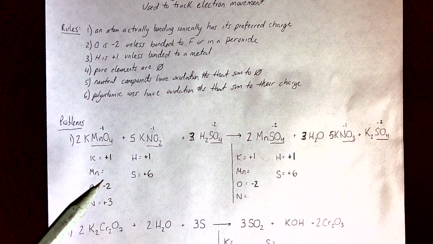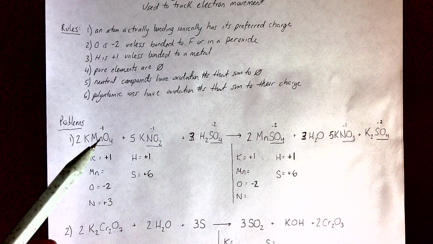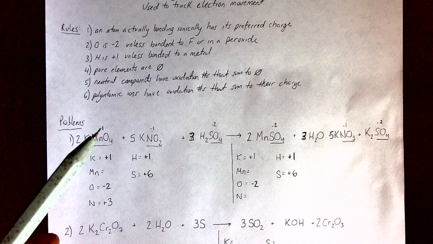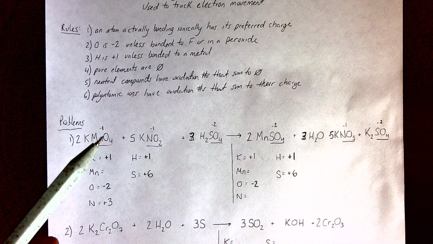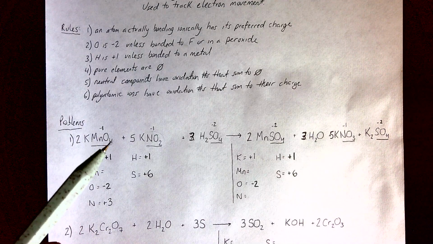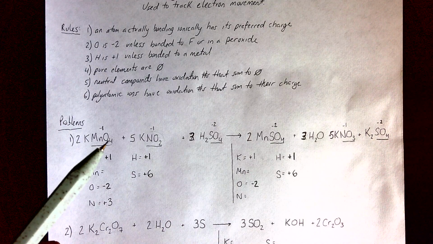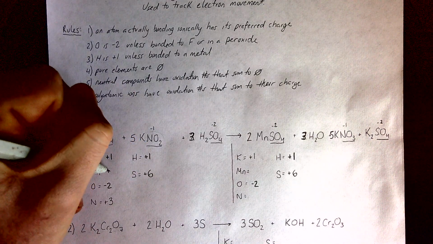Now let's take a look at manganese on this side. Well, manganese plus 4 oxygens adds up to -1. Oxygen is -2, and so there are 4 of them. My total negative is -8, and I have something minus 8 is negative 1. That has to be +7.